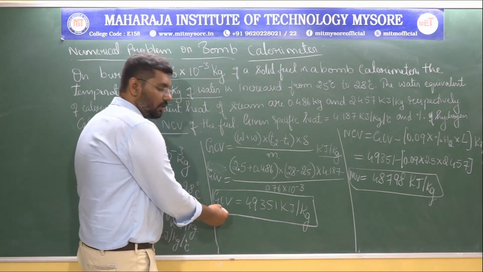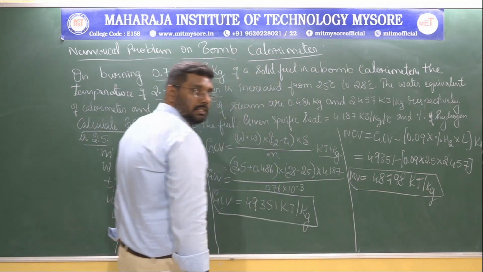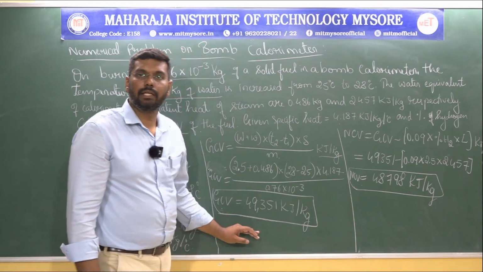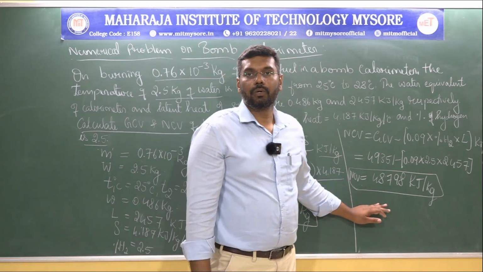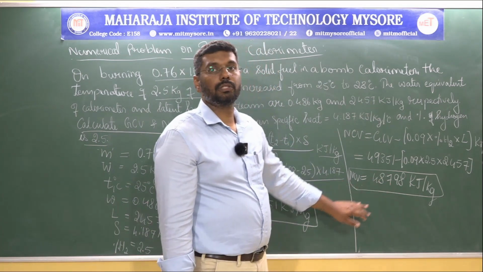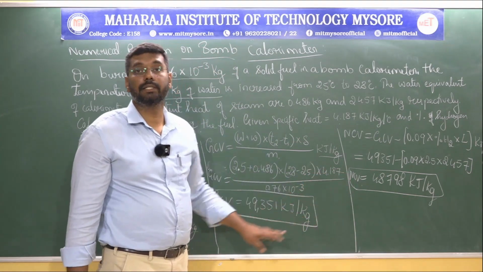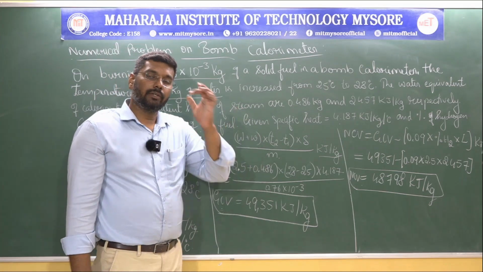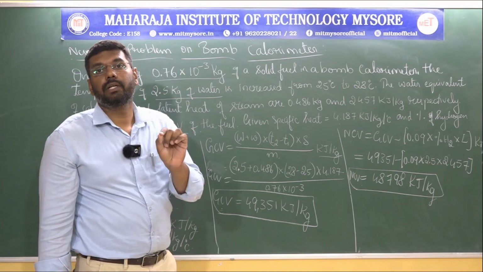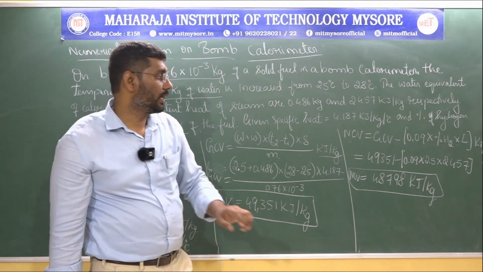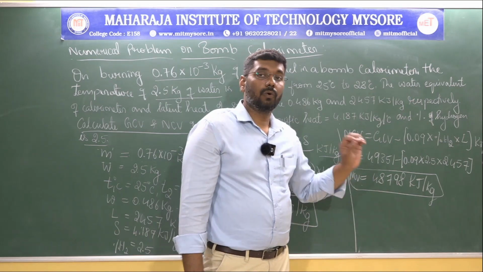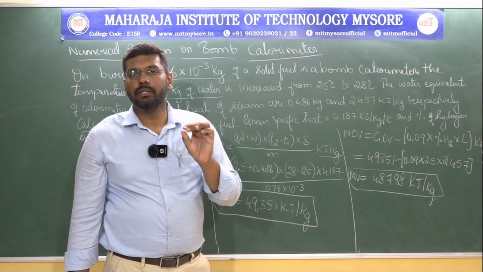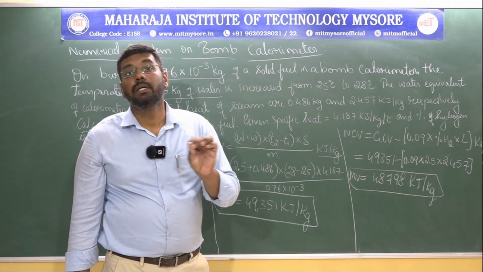If you just observe the values of GCV and NCV, GCV is always greater than NCV. As I told, gross is nothing but the high calorific value, net is nothing but the low calorific value. What's the reason? You should know this reason. Why will NCV always be lesser than GCV? Because in GCV we are considering the amount of heat liberated during the combustion process plus the amount of heat released during the condensation of the byproducts. Whereas in case of NCV, we are considering only the amount of heat released during the combustion process, whereas the amount of heat during the condensation of the byproducts has been subtracted.